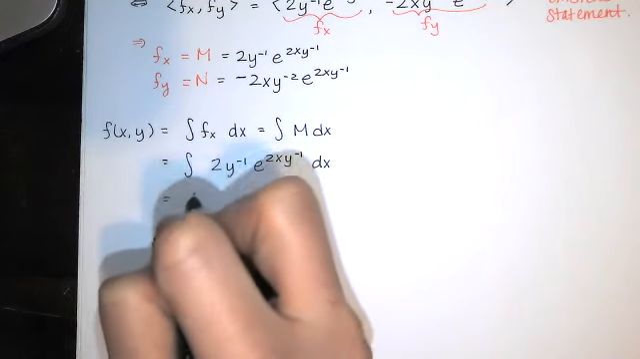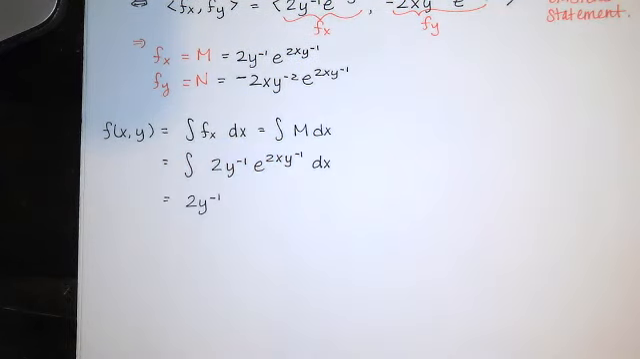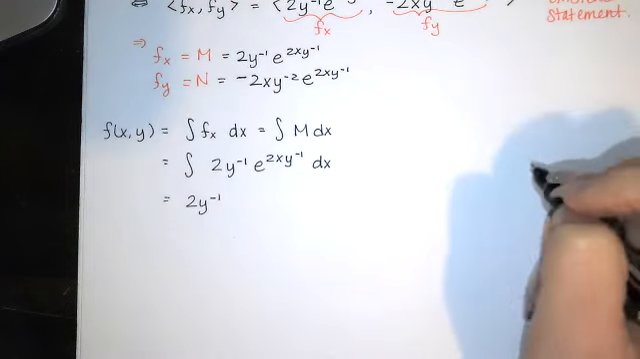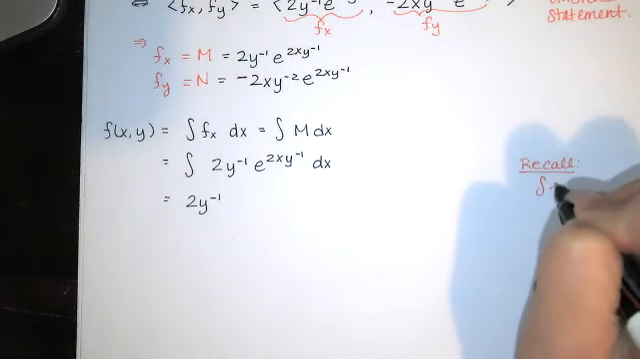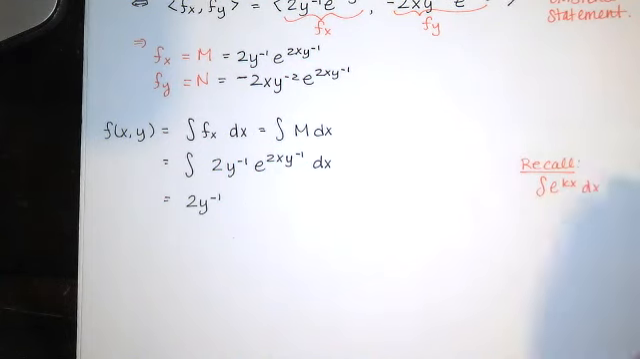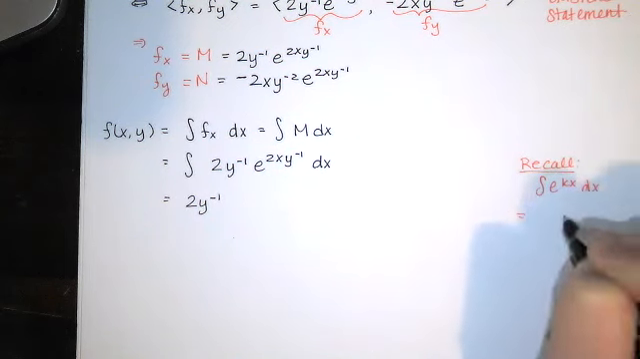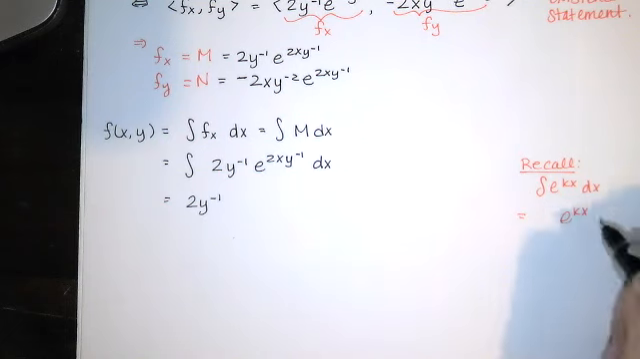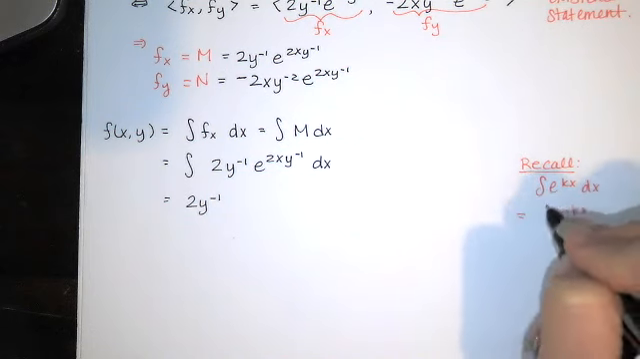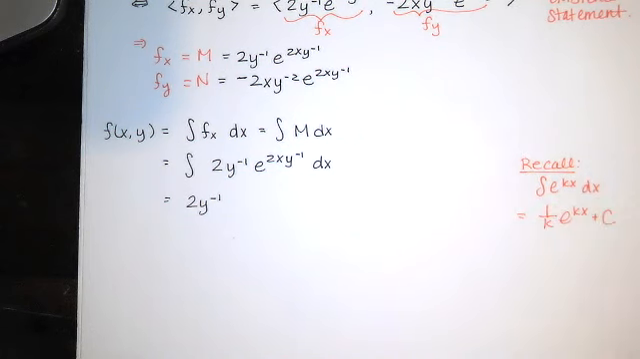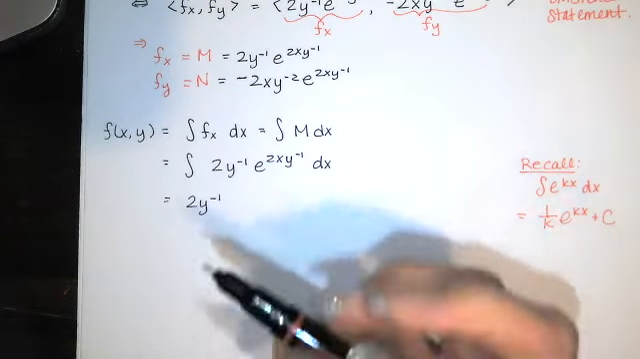Now 2 times y to the negative 1 is constant with respect to x, so I bring that down. And now we'll need to use this rule. Remember this from Calculus 1? The antiderivative of e to the kx is the exponential. If I were using the chain rule to take the derivative, I'd have to multiply by k. Since I'm taking the antiderivative, I have to divide by k. That's what we have here.